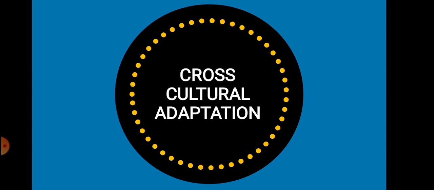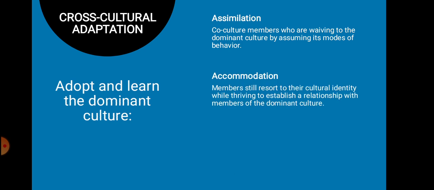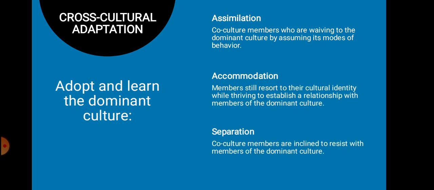Okay, now let us talk about cross-cultural adaptation. In cross-cultural adaptation, there are three levels of adaptation. Most of us know what these levels are. First of all is assimilation. Assimilation is about co-cultural members who are weaving into the dominant culture by assuming its modes of behavior. It means that you have fully adopted what was being offered to you by your environment, by the community, or by the culture around you.